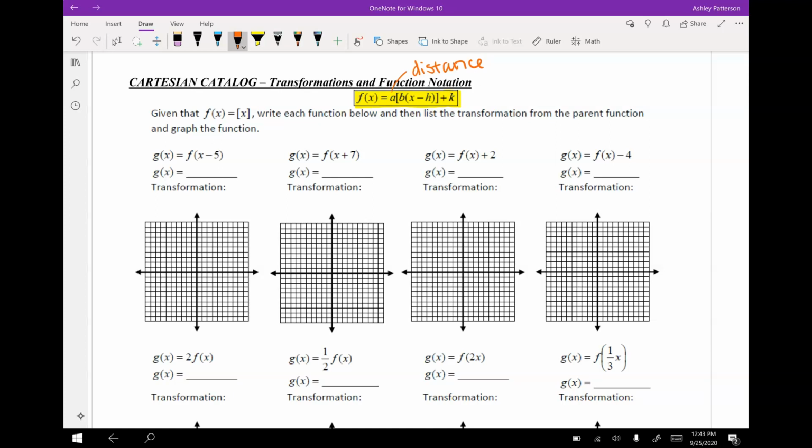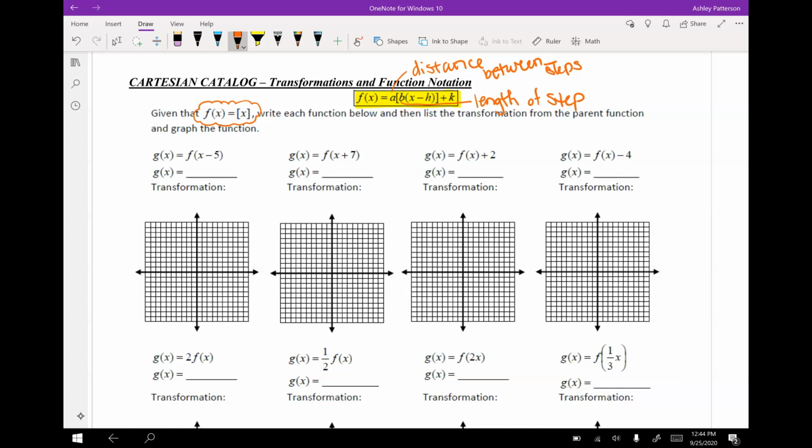And we already know this because it was in our last unit. And then the b value affects the length of this step because it's the horizontal stretch or compression, and then h and k are our translations. So here we are. We are given the fact that f of x is equal to the greatest integer of x. So we're asked to write each function below and then list the transformations and graph it.